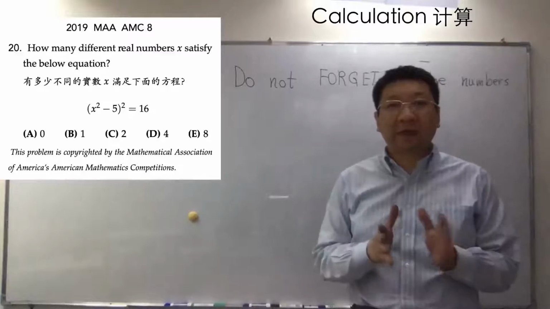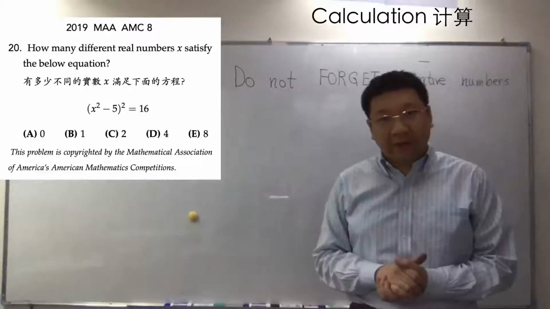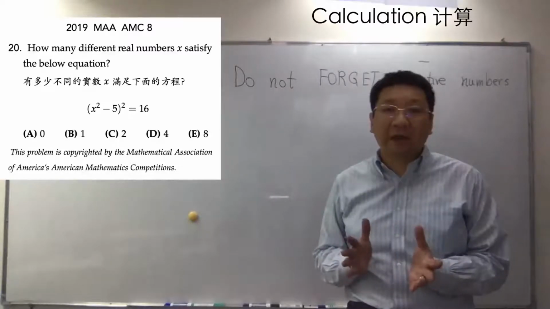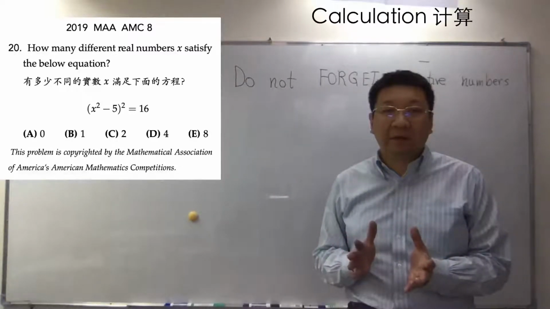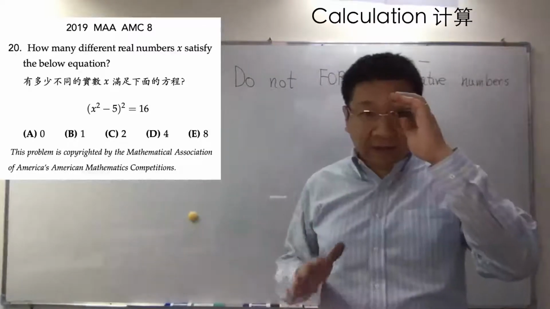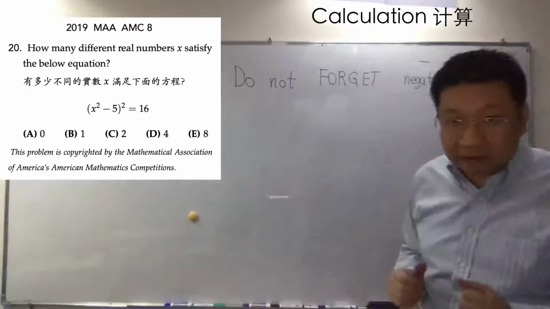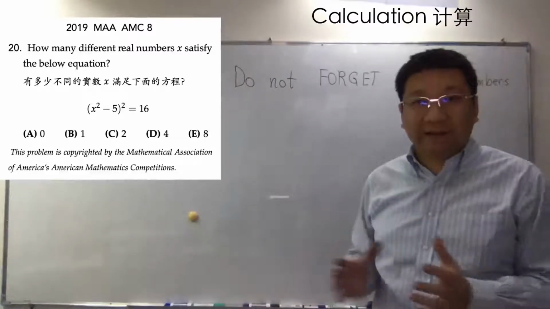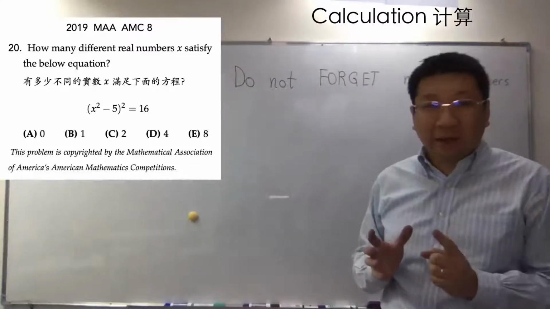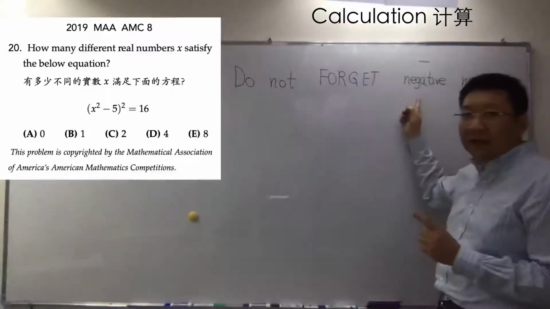Calculation question is question 20, which again is a new topic starting from this year's AMC 8, which is quadratic equation. But this quadratic equation actually is not that hard. Yes, rigorously speaking, it's not really a quadratic equation, given that it has x squared minus 5, then squared. But essentially, it's just to solve a quadratic equation. And for this question, it's actually not hard, but we need to be careful. The careful thing is don't forget the negative numbers.